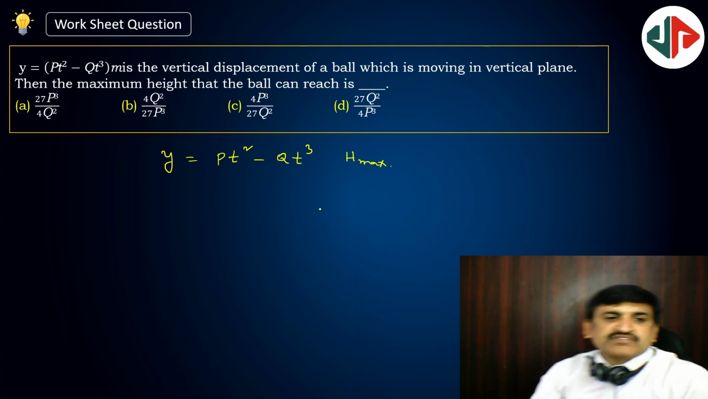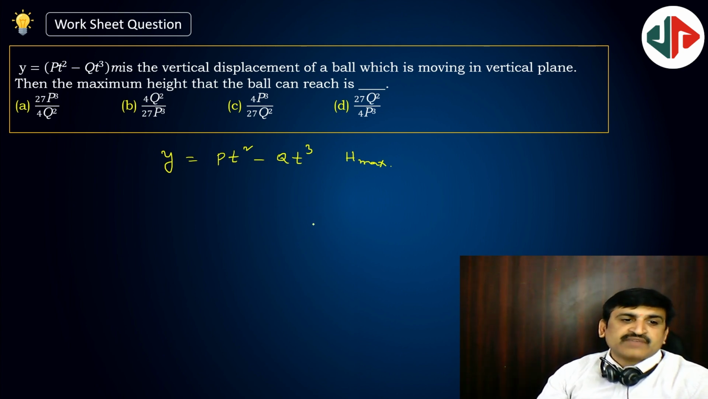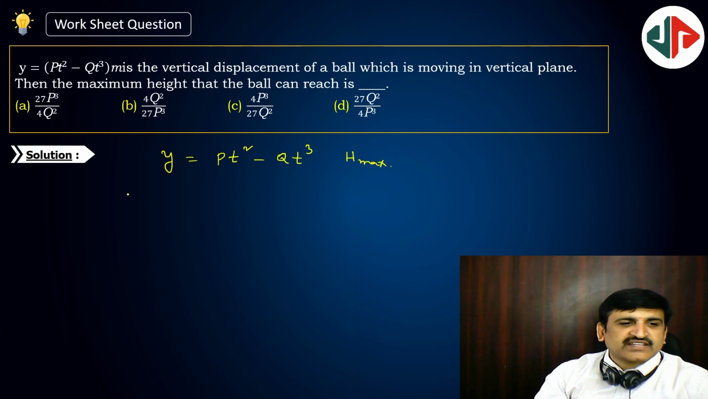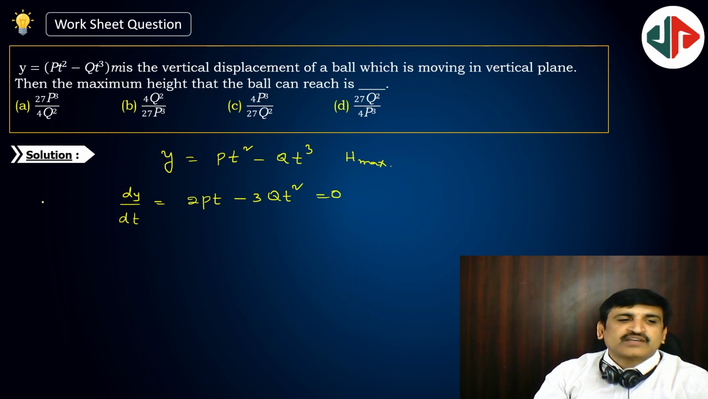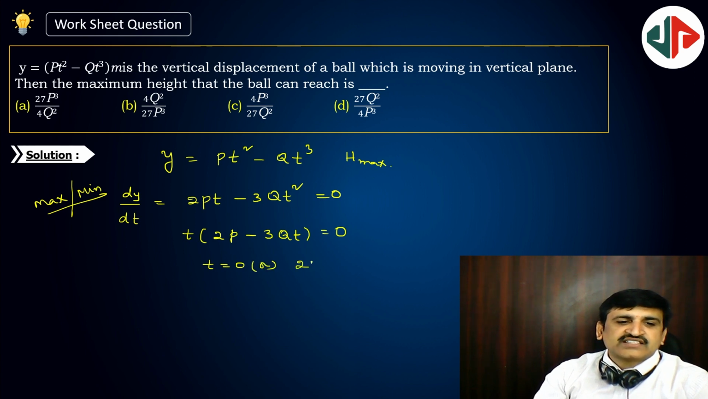So h max we want, that means the variation in y at h max must be 0. So in that aspect you have to go for the maxima minima concept, that is dy by dt is equal to 2pt minus 3qt square equal to 0. So t can be taken common, so that t into 2p minus 3qt equal to 0. That means t equal to 0, which means it's on the ground, and the other case is 2p minus 3qt, which can be the maximum one.